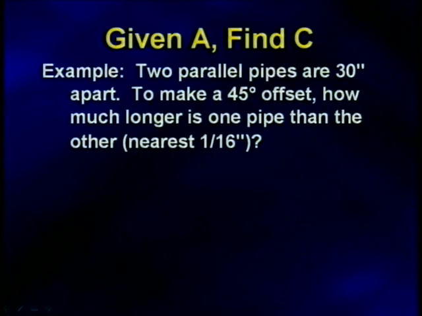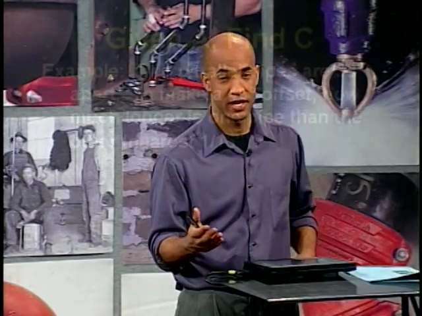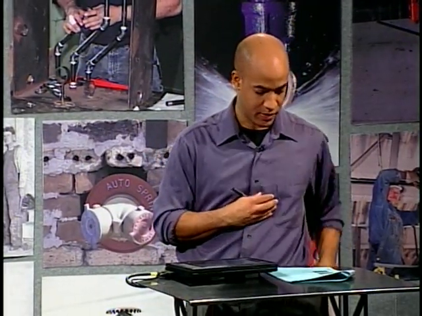So here's an example. We're given that two parallel pipes are 30 inches apart. And to make a 45-degree offset, how much longer is one pipe going to be than the other? And we're going to round that calculation to the nearest 16th of an inch. Now keep in mind these are parallel offsets, so we want to keep that 30 inches constant throughout the transition.